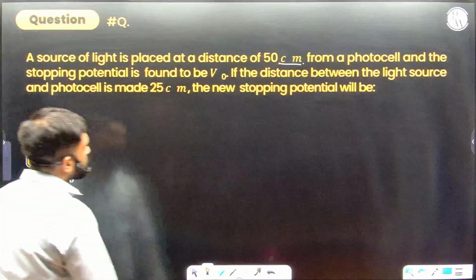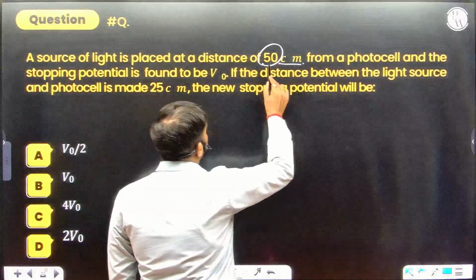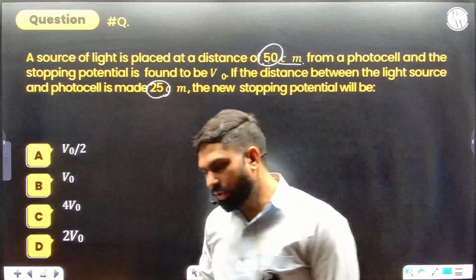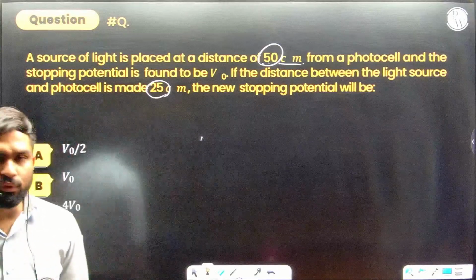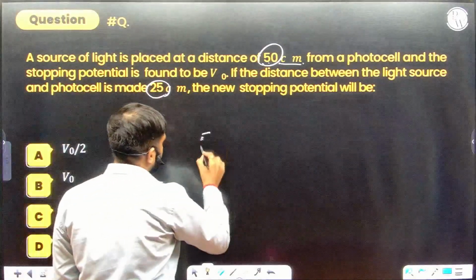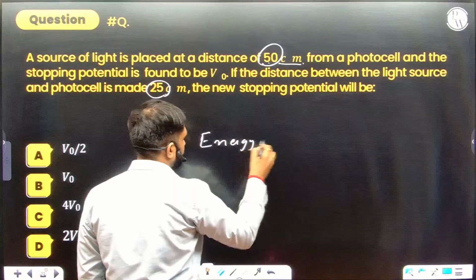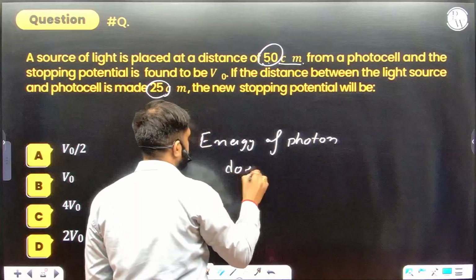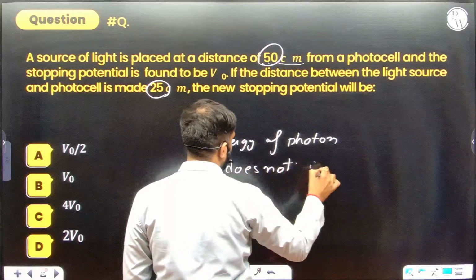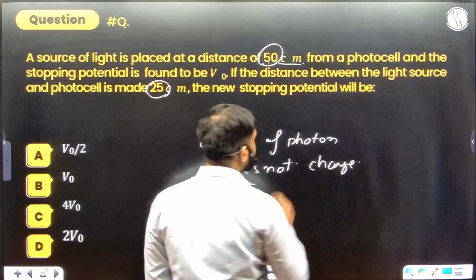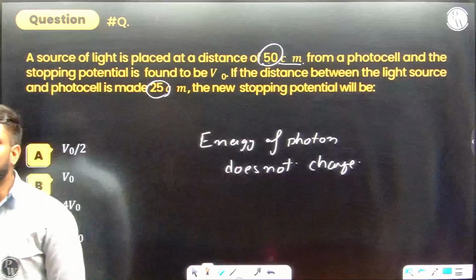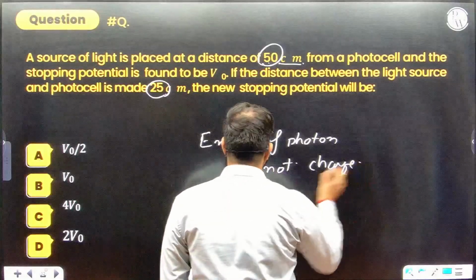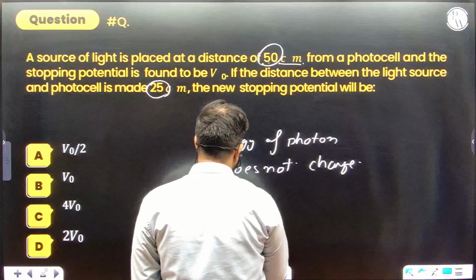So first of all, with this distance, I know that the intensity is going to change, but the energy of photon will not change. The energy of photon does not change with the distance, only the intensity will change. So intensity, meaning number of photons falling per unit time, will change. So here the photocurrent is going to change, but the stopping potential will not change. You can write it.